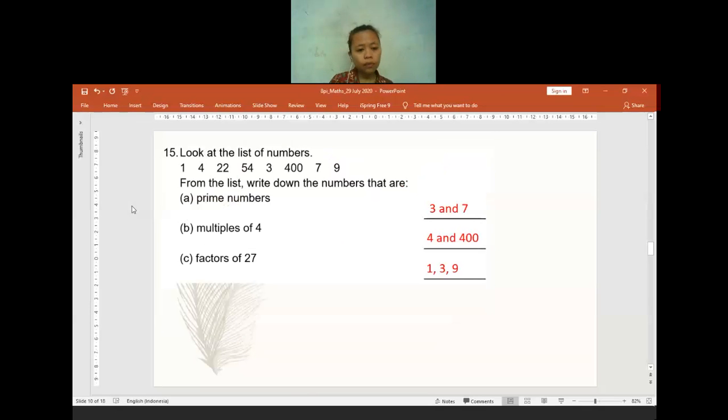Yeah. For question 15: 1, 4, 22, 55, 3, 407, and 9. We have to make a list of the prime numbers. A prime number is a number that cannot be divided by any number other than 1 or itself. So the prime numbers in here are 3 and 7. Multiples of 4: it is divisible by 4, so it will be 4 and 400. Factors of 27 will be 1, 3, and 9.